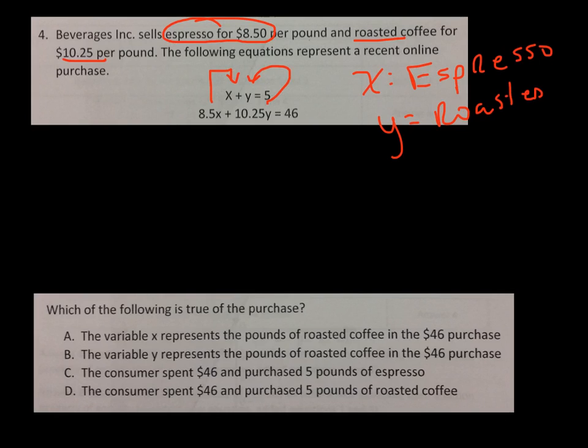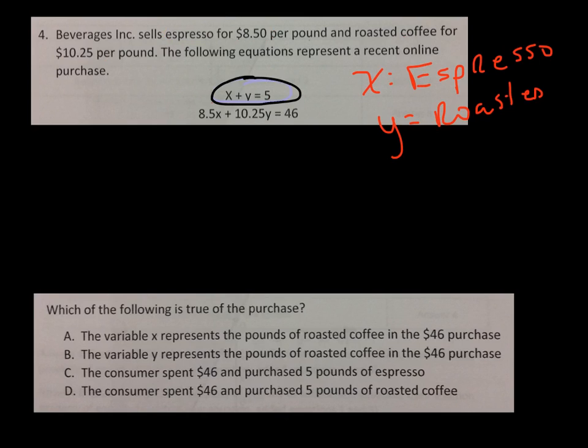All right, now, I want you to notice a few things. When you look at some of these equations, notice here, it says that X plus Y is equal to 5. Well, what that's saying is that when you add the espresso and the roasted beans to get coffee together, you've bought 5 pounds.